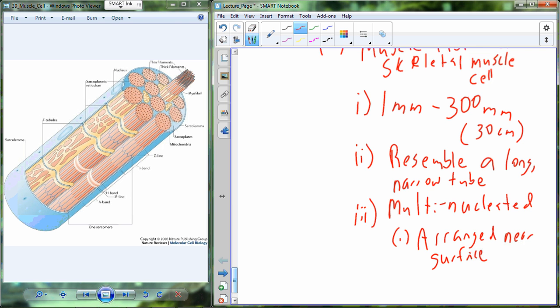The other reason that the nuclei are out at the surface rather than towards the middle of the cell is just that there's no room for them. There's so much protein and other material packed into the cell that the nucleus kind of has to just hang out towards the cell membrane rather than being towards the middle of the cell, just because there's no room for it.